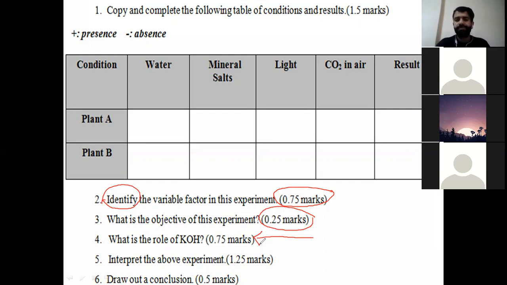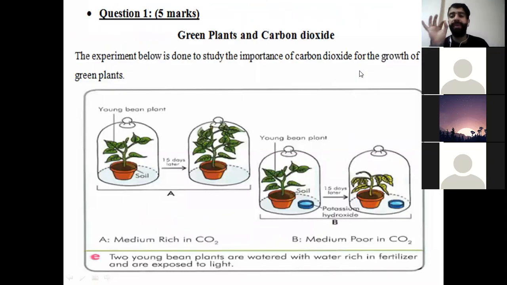Part 5. Interpret the above experiment. What is the meaning of interpret? We said that interpret is analyze plus indication, and the indication should be specific for the experiment. So what do you have to say?